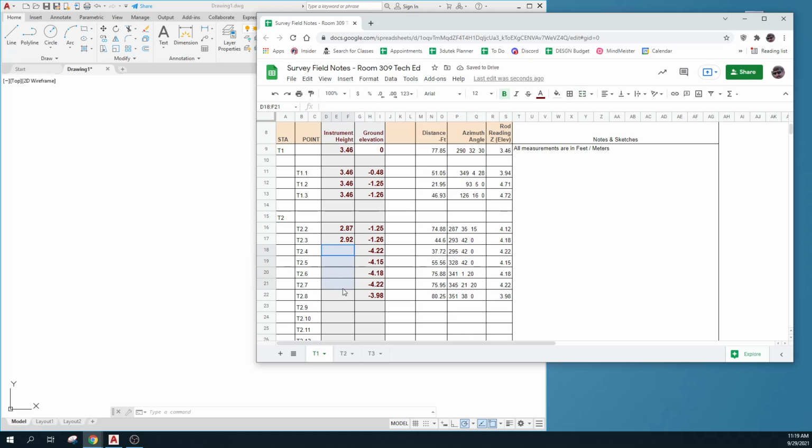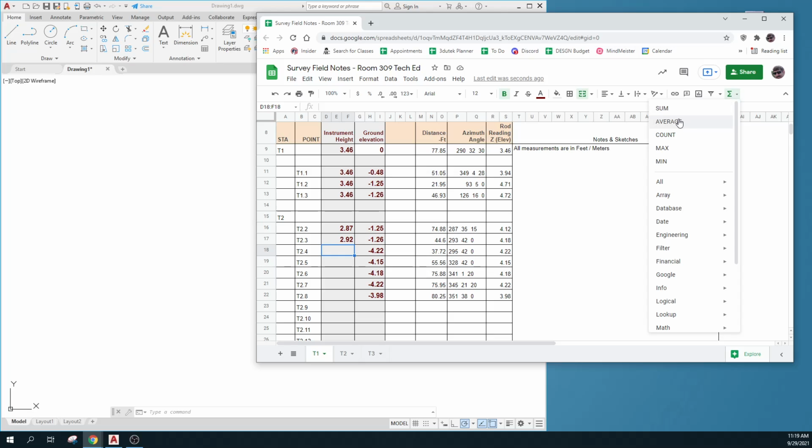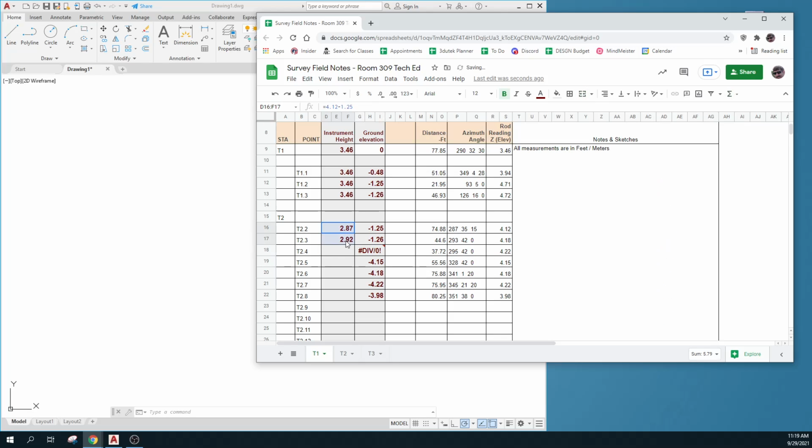Now these ones are all going to be the average of those two, or you could pick one that you feel is right. But I'm going to use the average. I can say the average of these two.